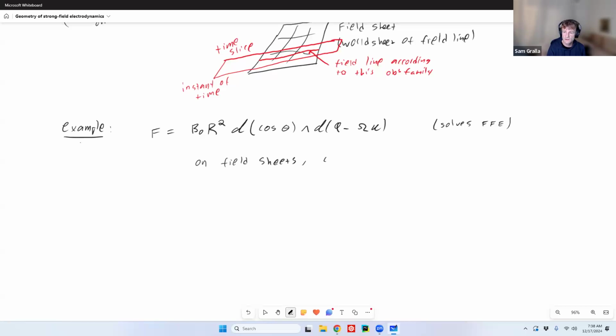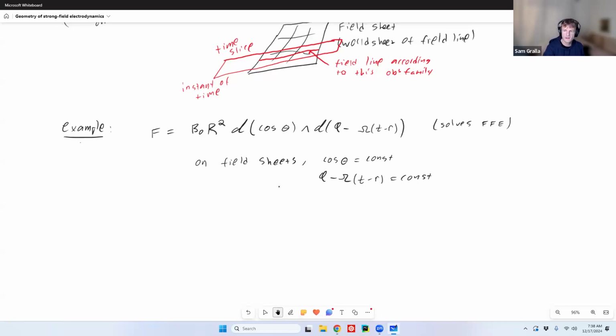So on the field sheets, these two things are constant. So cosine theta equals constant, phi minus omega u. Let me just write t minus r. u is retarded time here. Phi minus omega u is constant.